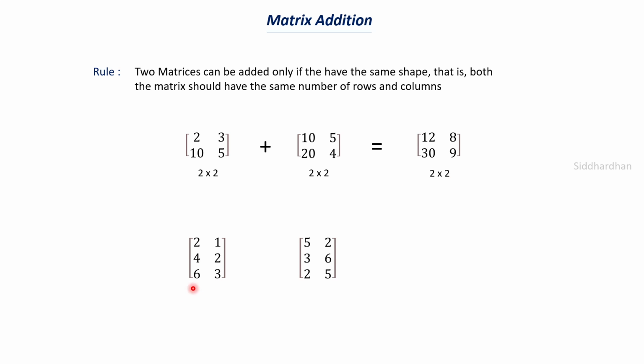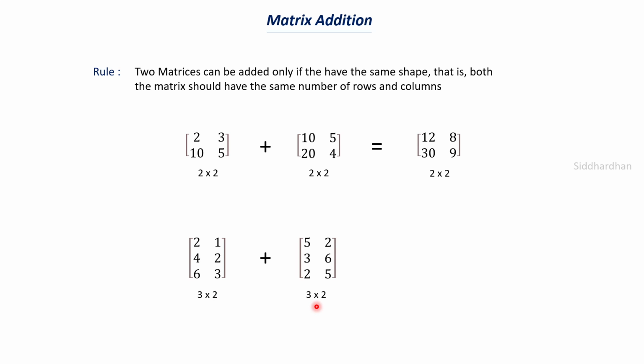Let's try to find the shape of this matrix. This is a 3 cross 2 matrix because it contains three rows. 2 and 1 represent the first row, 4 and 2 represent the second row, 6 and 3 represent the third row. And it has two columns. 2, 4, 6 is the first column, 1, 2, 3 is the second column. So this is a 3 cross 2 matrix, and this is also a 3 cross 2 matrix because it contains three rows and two columns. As the number of rows in the first matrix is equal to the number of rows in the second matrix, we can add these two matrices.